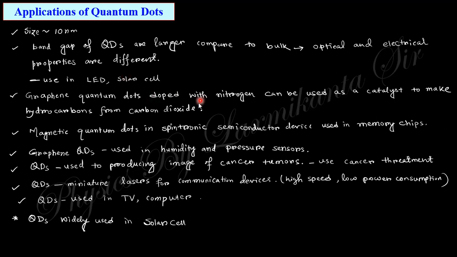Graphene quantum dots doped with nitrogen can be used as a catalyst to make hydrocarbons from carbon dioxide. And the magnetic quantum dot in the spintronic semiconductor device is used in memory chips, graphene quantum dots are used in immunity and pressure sensors, and quantum dots are used to produce images of cancer tumors and in cancer therapy also. Quantum dots miniaturize the laser in communication systems, which gives you high speed and low power consumption, and in TV and computers also quantum dots are used, and in solar cells quantum dots are used widely.